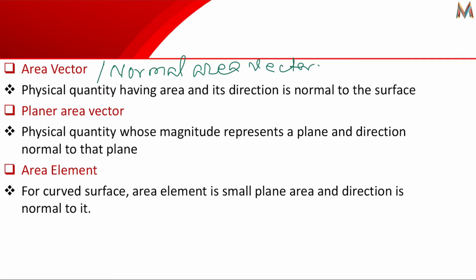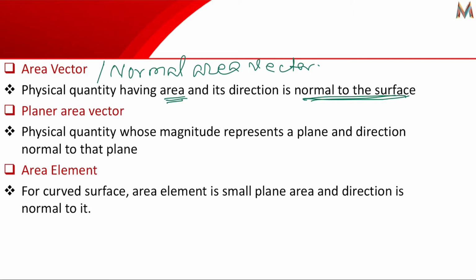So, area vector or normal area vector is the physical quantity having area and its direction normal to the surface, perpendicular to the surface. The unit vector will be perpendicular to the surface of the area.